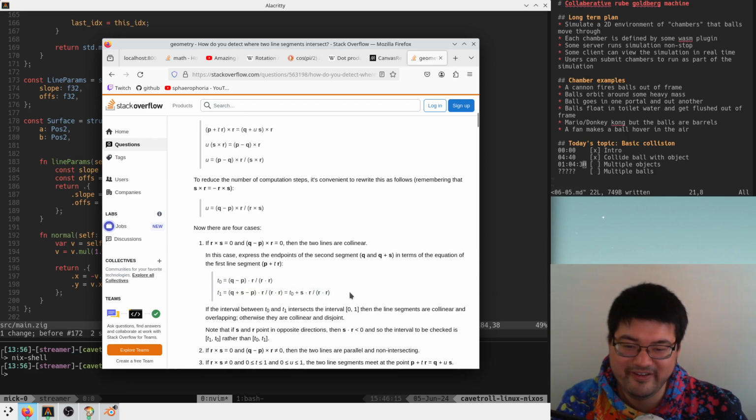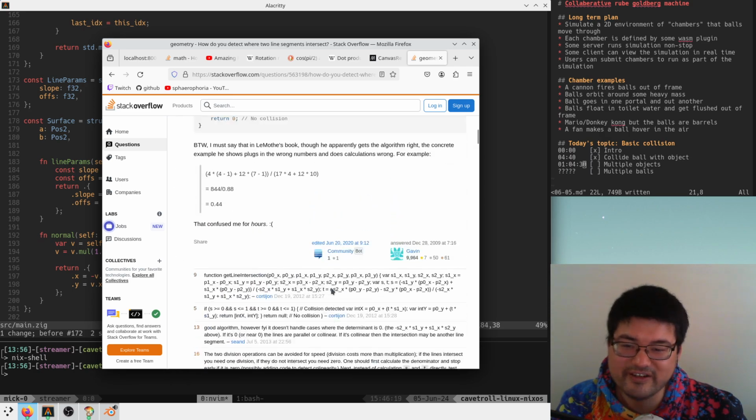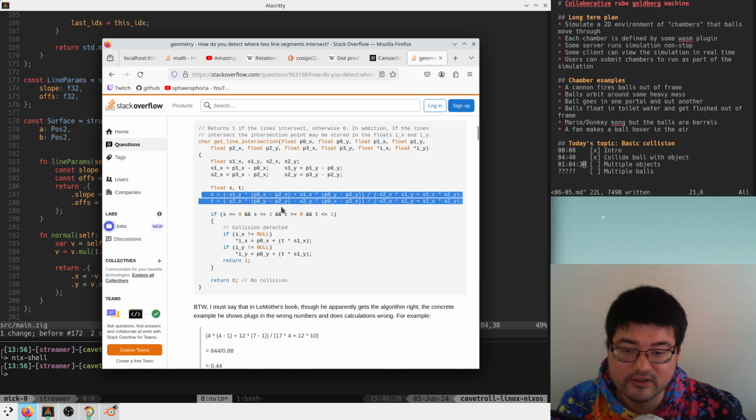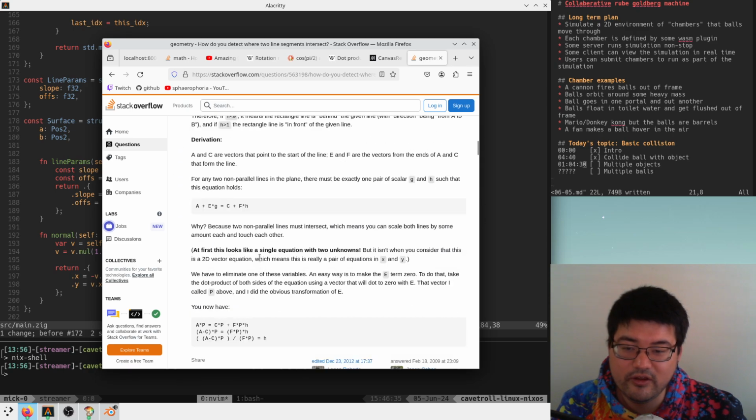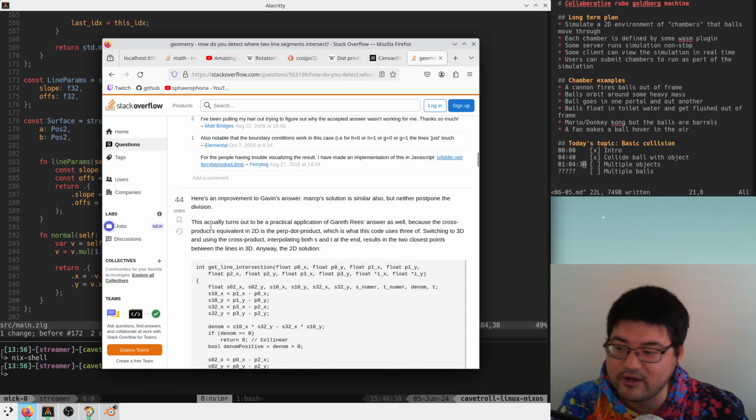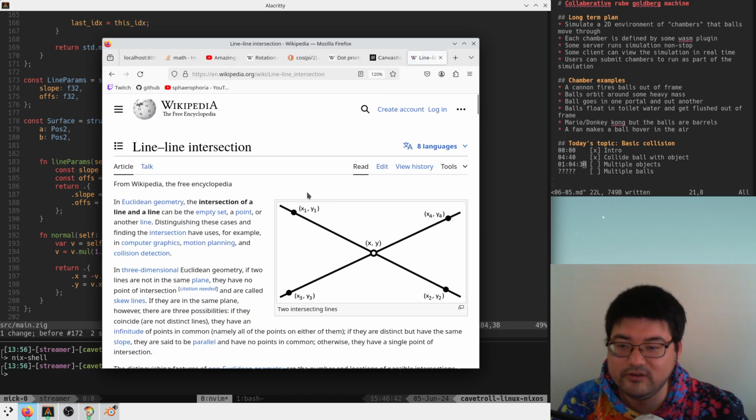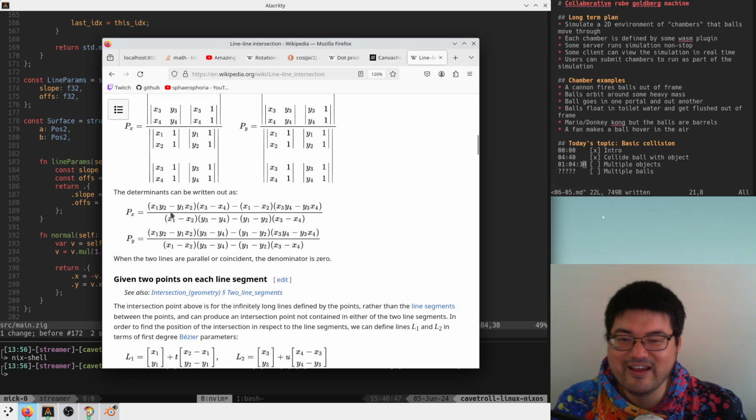Ugh. Gross. Gross. What is this guy doing? Returns 1 if the lines intersect, otherwise 0. And then he does. Oh, this is nasty. I don't like this at all. This is probably why I did the line things, because I understand the line thing. Line intersection. Jesus Christ.